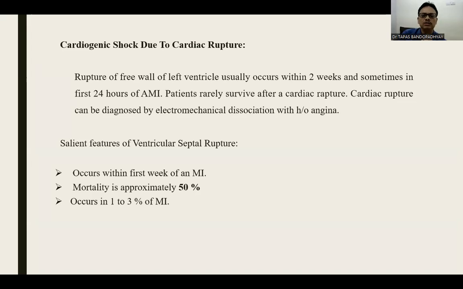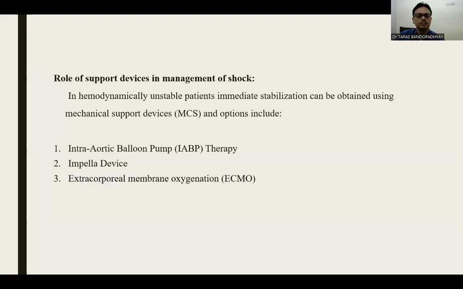Now, cardiogenic shock due to cardiac rupture is a special entity, and it happens usually in the first week of a cardiac event, that is acute myocardial infarction, more so in the first 24 hours, and the prognosis and survival is very poor. Patients rarely survive after cardiac rupture, and it can be diagnosed by electromechanical dissociation with a history of angina. Mortality is almost 50%, though it happens in only 1 to 2 or 3% of myocardial infarction.